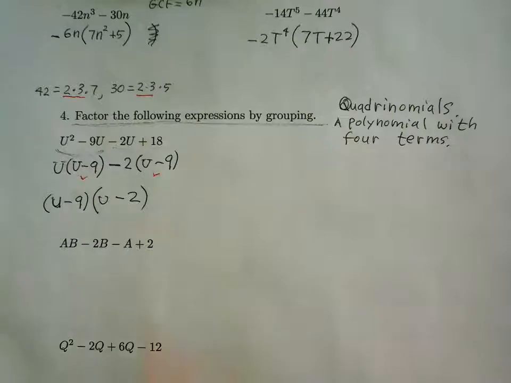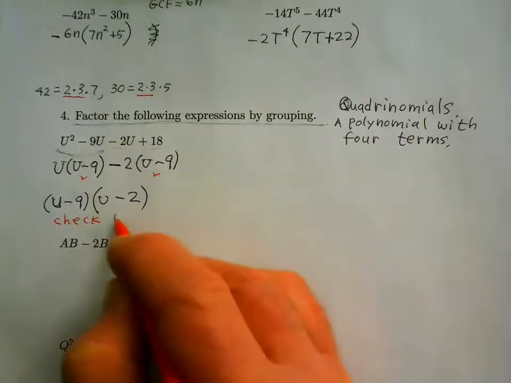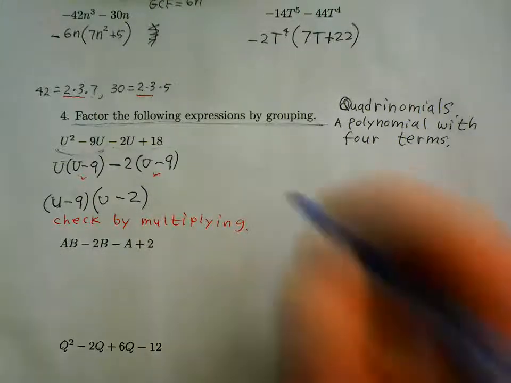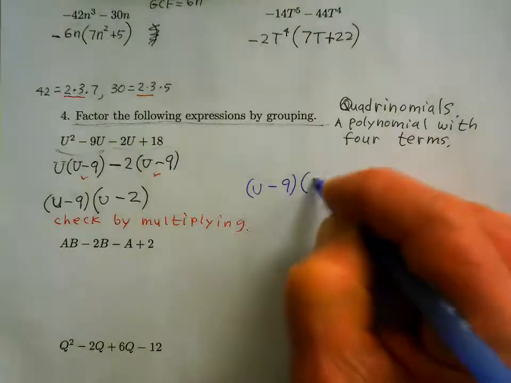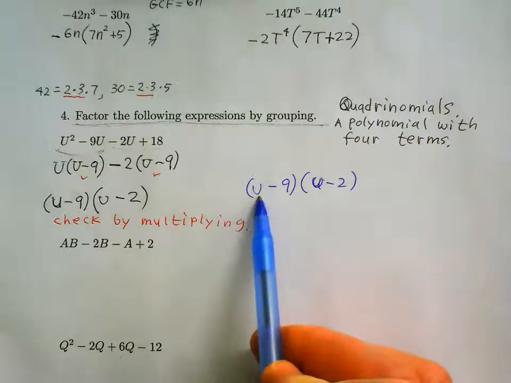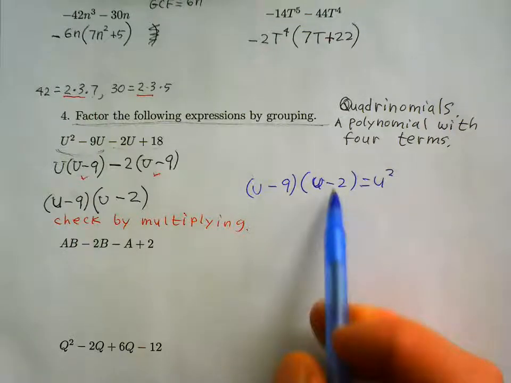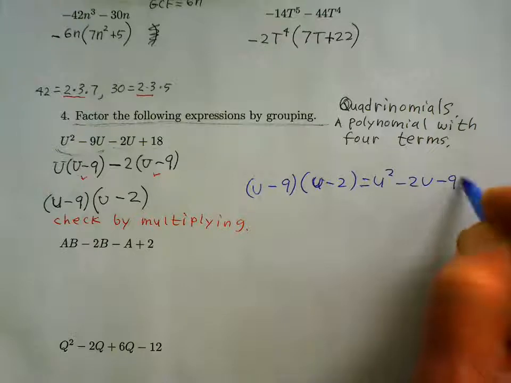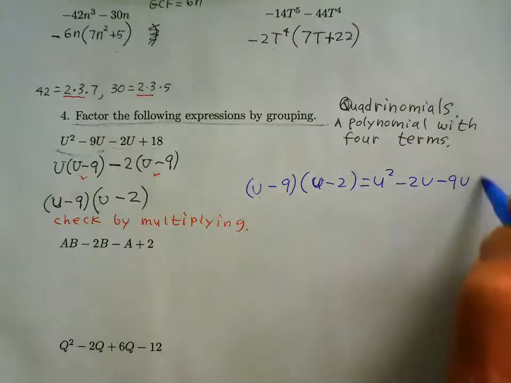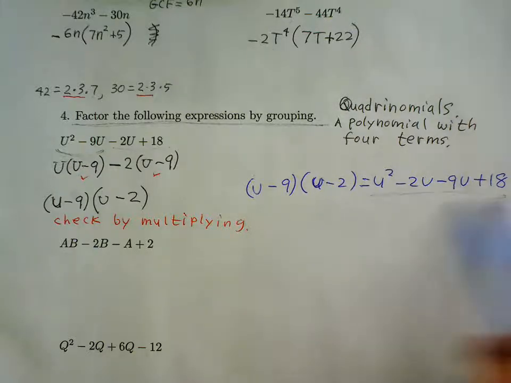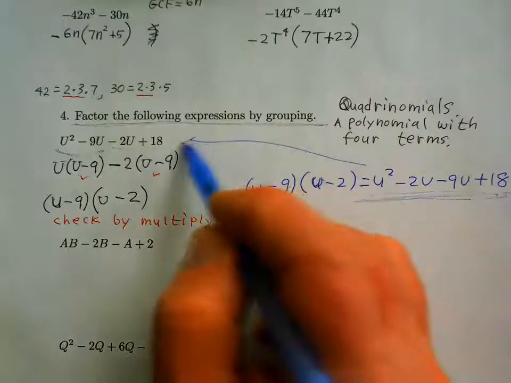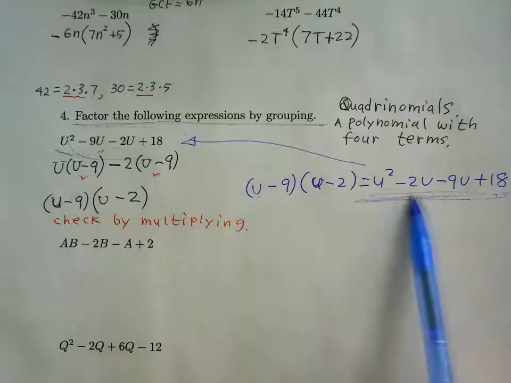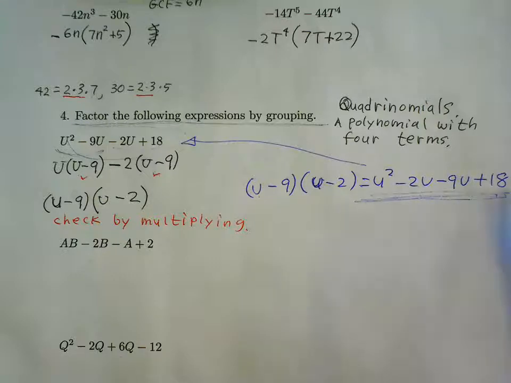Yesterday we reviewed multiplying, so you can always check by multiplying. Okay, so let's do that. Let's multiply u minus 9 times u minus 2. So u times u is u to the second, and then u times negative 2 is minus 2u. And then minus 9 times u is minus 9u. And then negative 9 times negative 2 is positive 18. It turns out we can simplify this, but we're just checking to see if it's equivalent to what we began with. The only difference is that the second and third terms are in different order, but those are equivalent. So this verifies that we factored correctly.